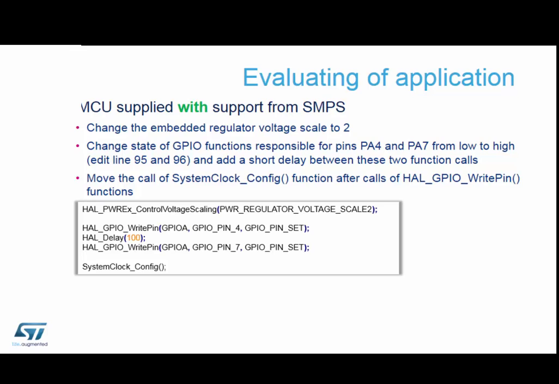The third modification is that we put a small delay, so the HAL delay 100 milliseconds, between enabling the DC-DC and closing the switch. And the last thing is that you need to find the function call for the system clock config, which is at the beginning of the application. And please remove it or at least comment it out. And you need to call this function after the GPIOs. So you can keep, of course, the disabling of the clocks, which you have already, and you can put it after the disabling of the clocks.